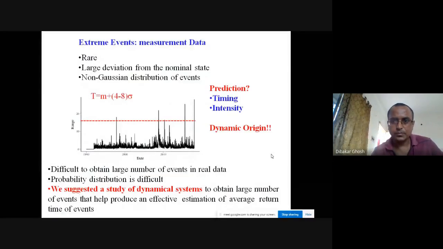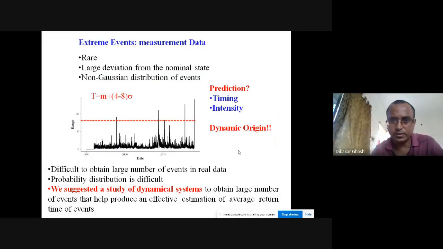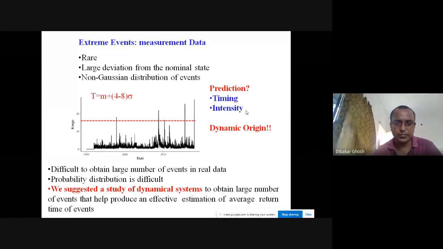Just 1 minute. Okay, so for the study of XT events, prediction is very important. We are concerned about when the next earthquake will happen, or when the next cyclone like Amphan will come. In this case, prediction of the timing and prediction of the intensity of the events are both important. So from this study, we are mainly interested in the dynamical origin of the XT events, their predictions, and also some control schemes on dynamical systems.